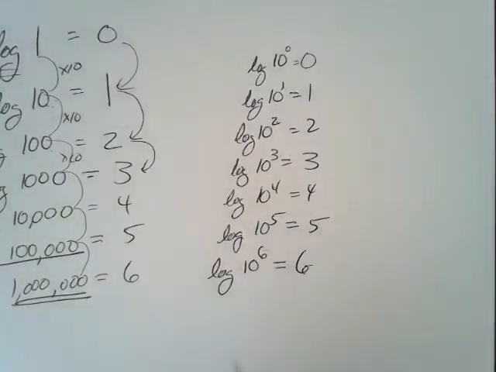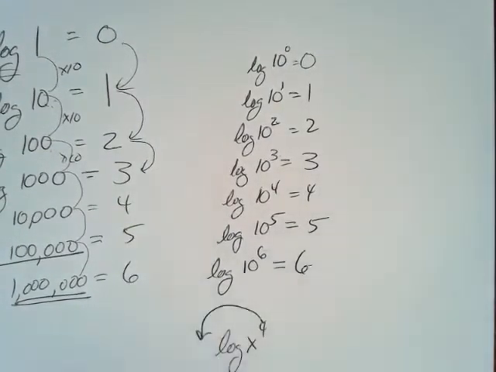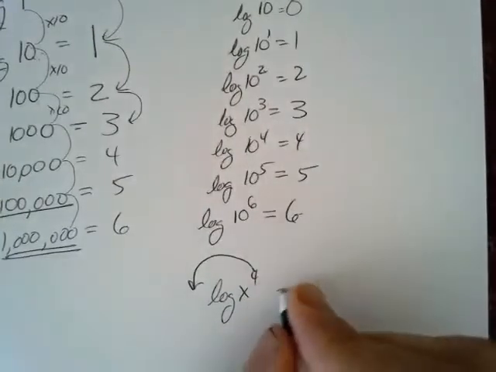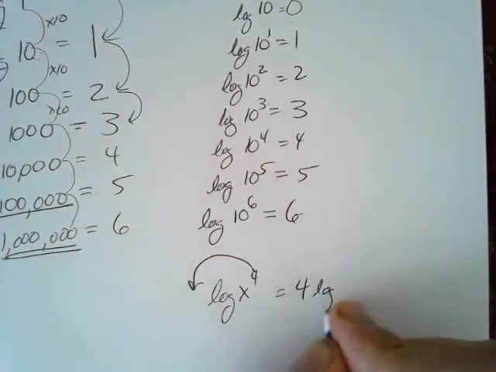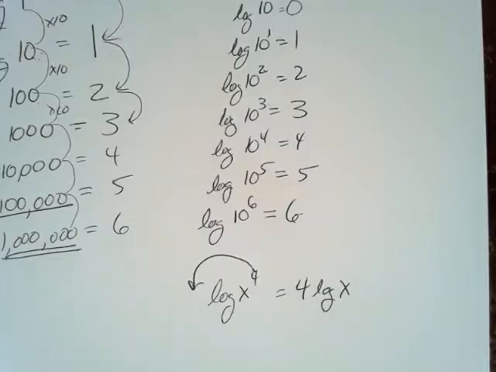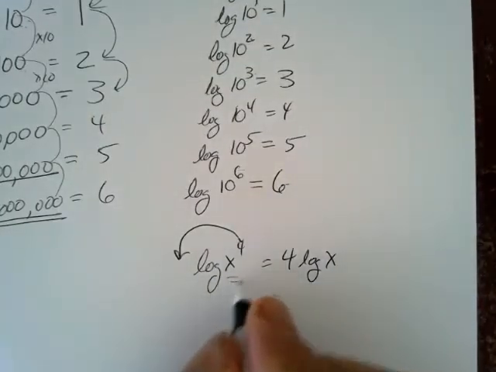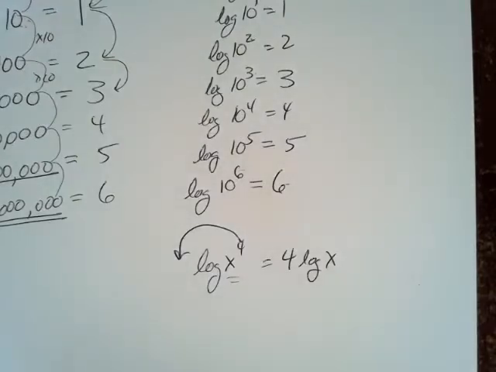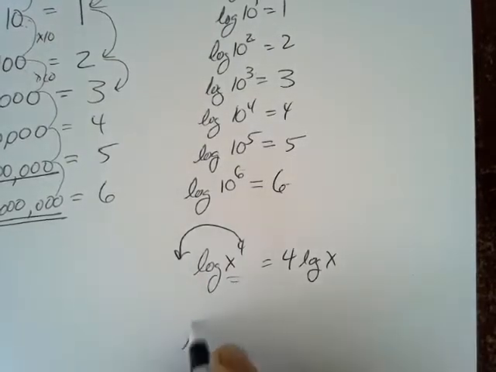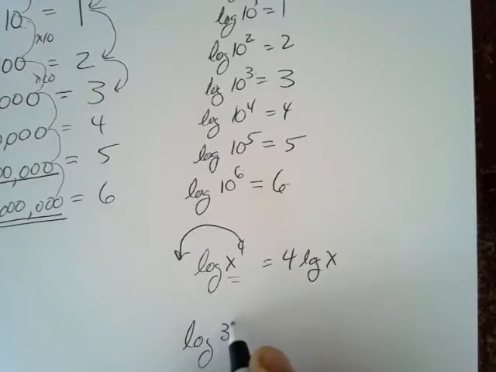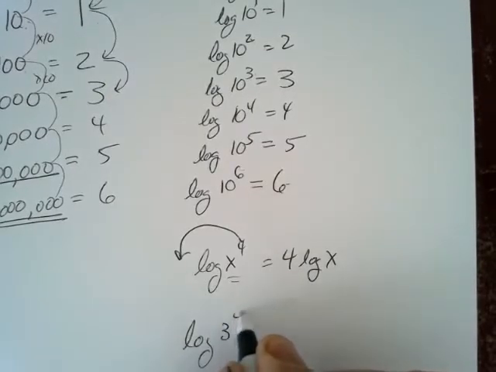And you might even remember the rule that if you have something like log of x to the 4th, the 4th comes out of the log term, and you can rewrite this as 4 log x. And again, if you don't remember these things, but they're kind of vaguely familiar, just plug in any old number. So let's do log of 3 to the 4th.